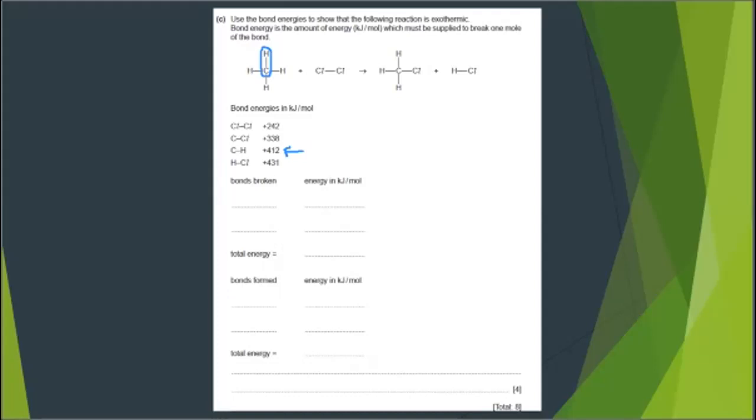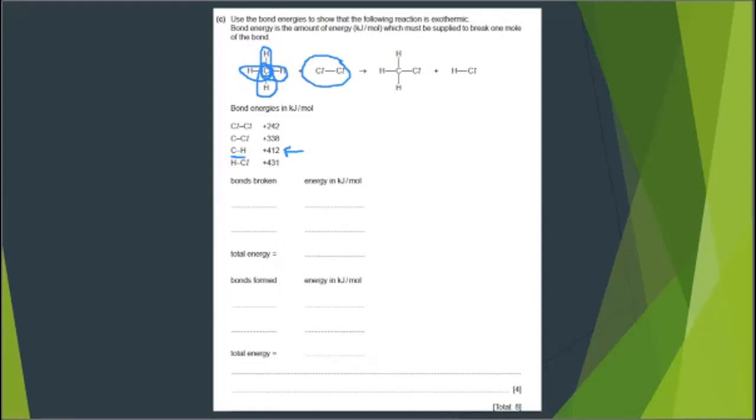Right? Now, so to form C-H, it requires 412 kilojoules of energy. Right? So the bonds that are broken would be the C-H. These bonds on the reactant side are the bonds that will be broken. Right? So we have 4 C-H bonds, and then we have 1 chlorine bond.